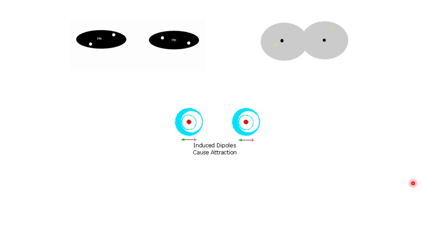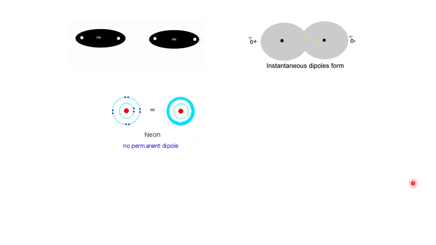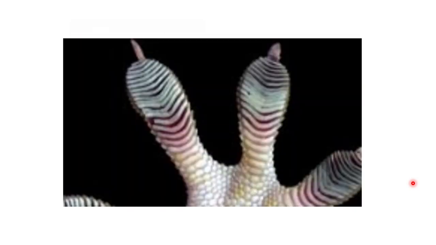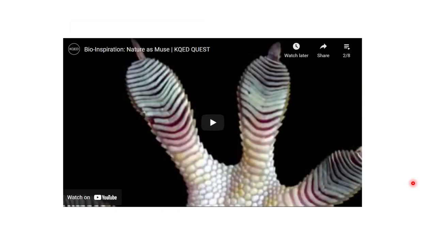And while they are the weakest of the interactions, it's not always the case that they don't have a great effect. So, interestingly enough, these intermolecular forces, these weak dispersion forces, are what help geckos climb walls.